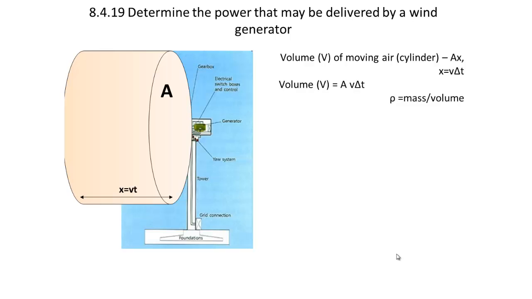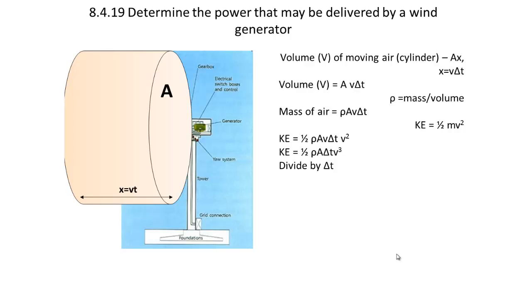We want to find the mass, so we rearrange the mass density equation. So the mass is equal to density times volume. And then once we have that, we can work out the energy of the air, which is the kinetic energy, half mv squared. Substitute that in, and we have two terms for v. We have v and v squared, so it becomes v cubed. Now this is the kinetic energy in 1 second. We basically divide by t, we find the kinetic energy produced per second. In other words, the power is half rho A v cubed.